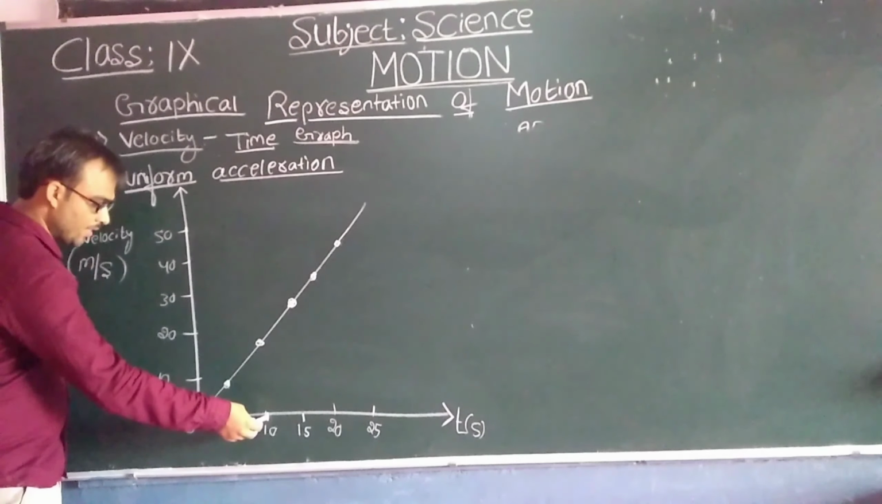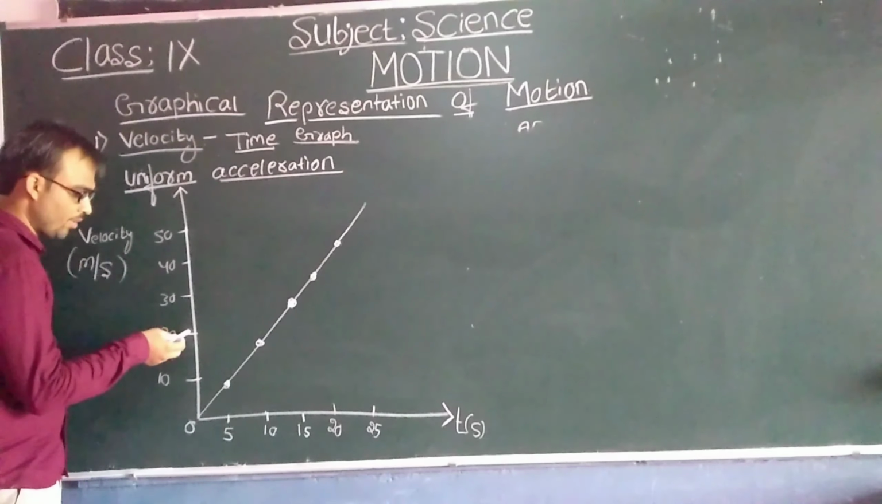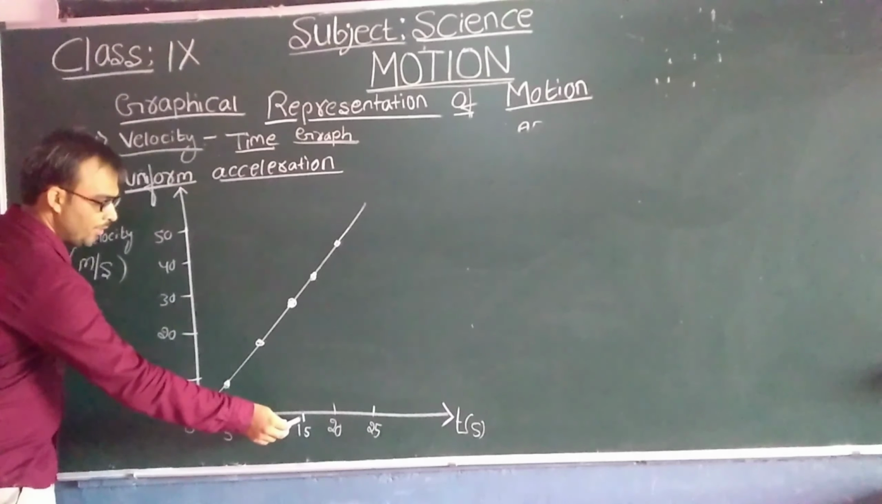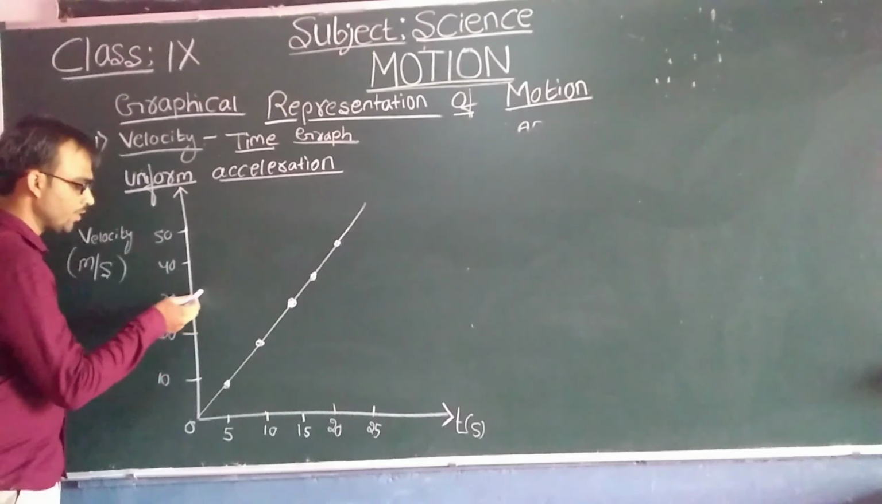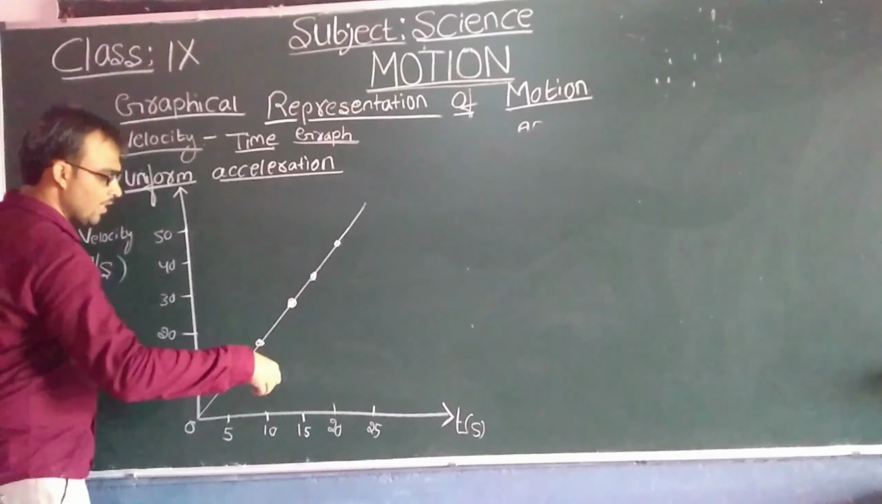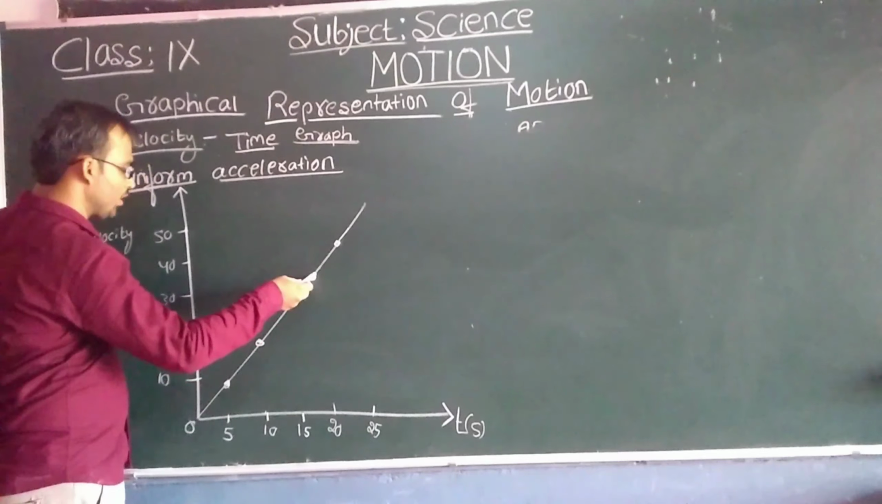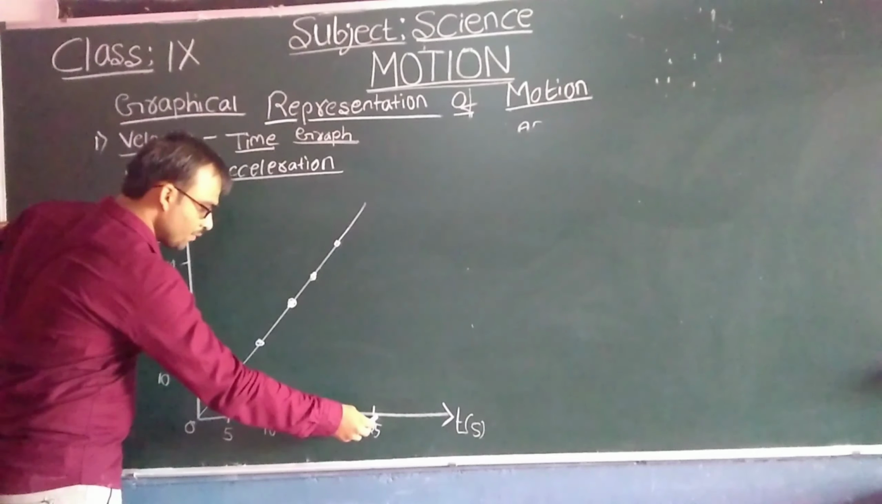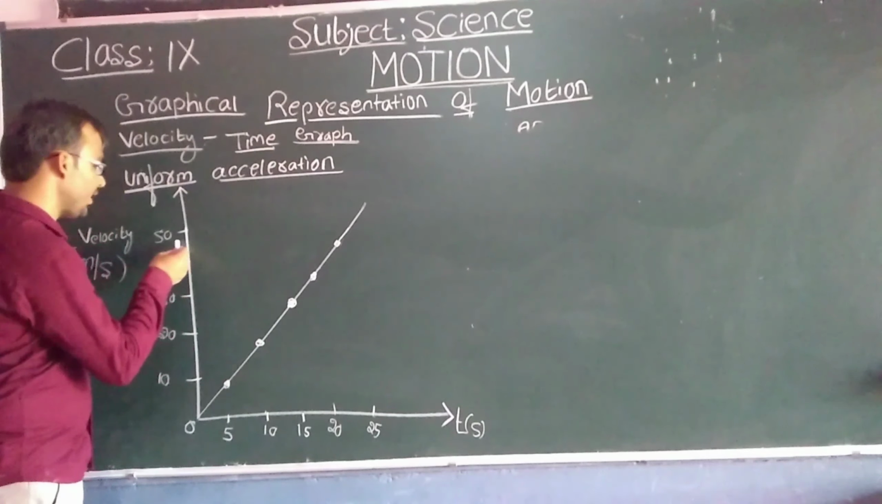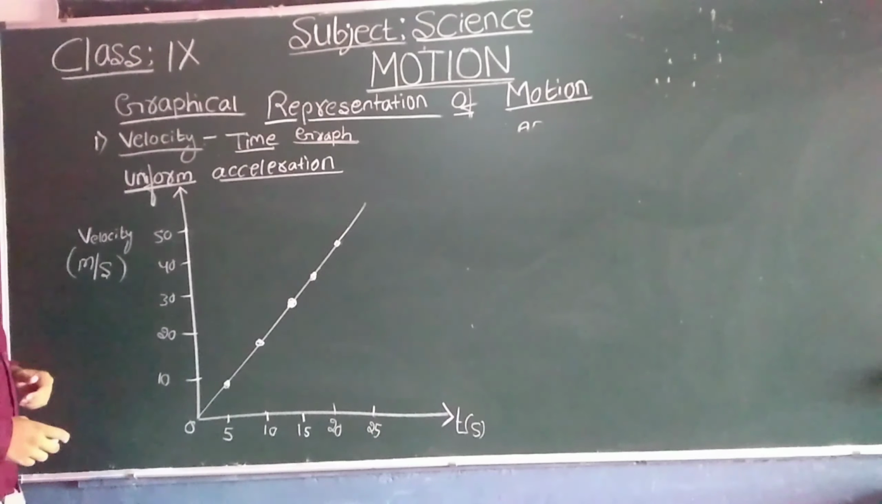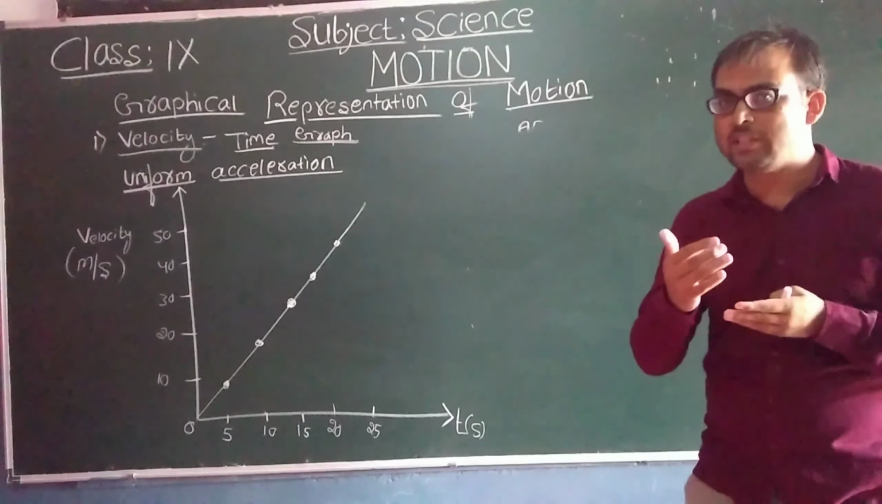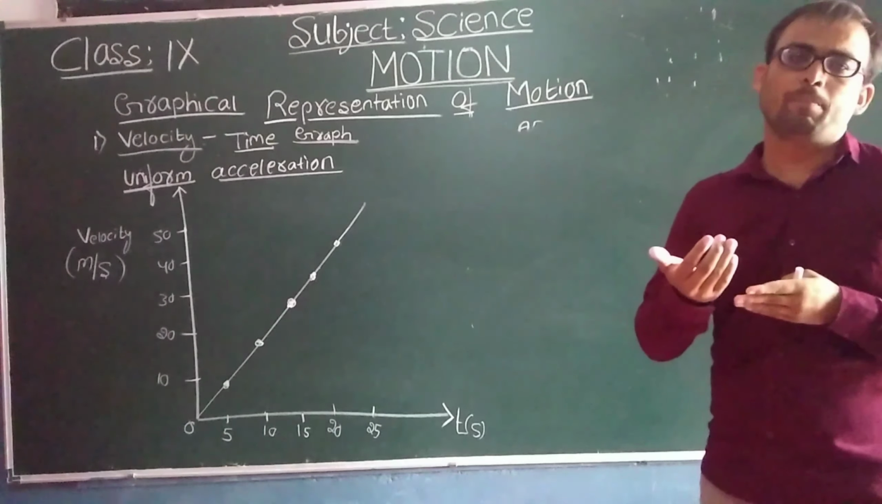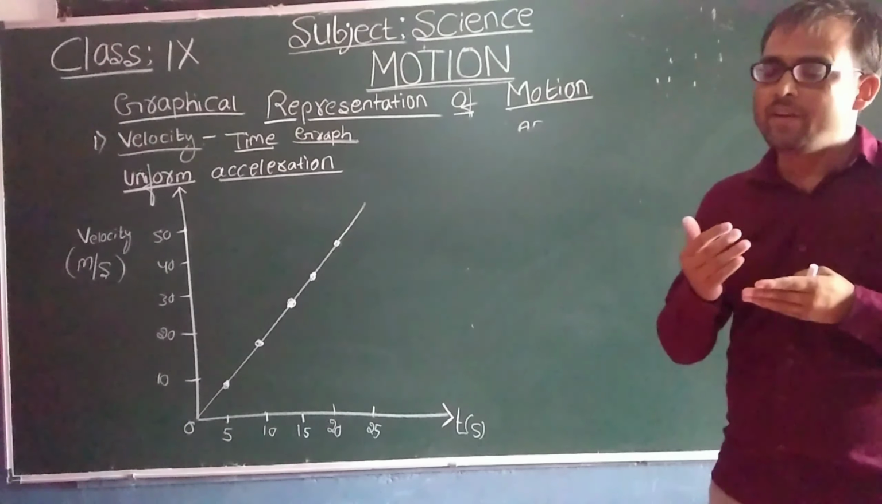During the next 5 seconds, the velocity of the object is 20 meters per second. And during the next 5 seconds, 30 meters per second, then 40 meters per second, and then 50 meters per second. So here the velocity of the car is increased by 10 meters per second for every 5 seconds.